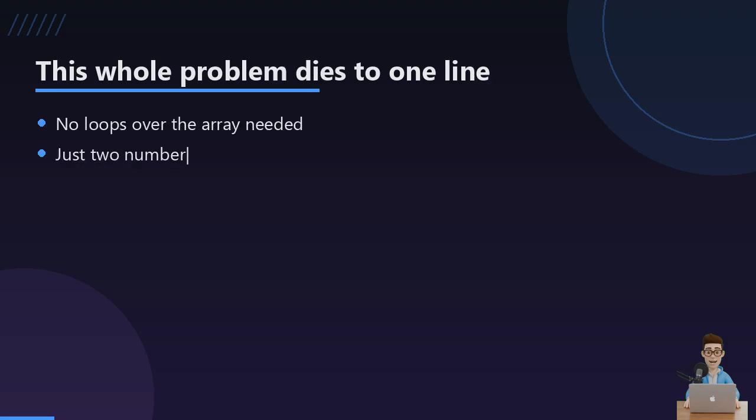Here's the twist. Out of an entire array of numbers, only 2 of them actually matter. Everyone else in that array? Total bystanders. Once you see which 2, this easy problem becomes a one-liner.